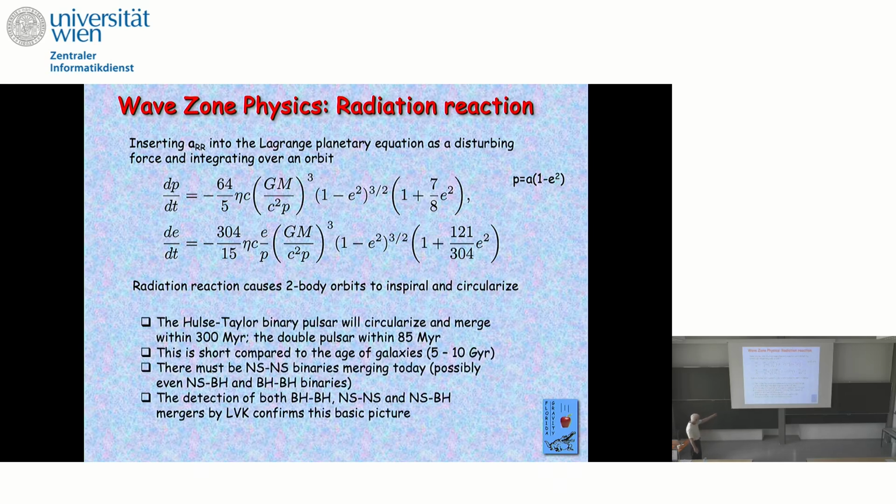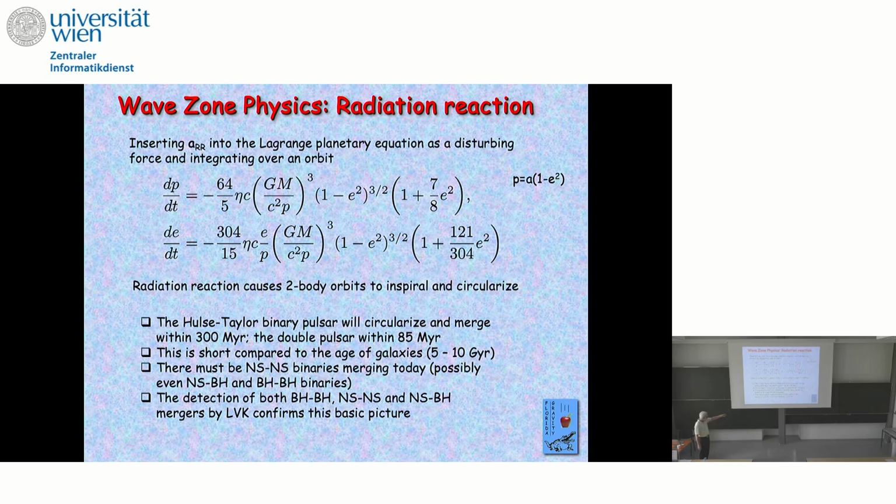So for example, this famous Hulse-Taylor binary pulsar, the change of its eccentricity hasn't been measured. It's very difficult to measure, but we have certainly measured the decrease of its orbital period, and you can estimate that it will circularize and merge into probably a black hole in about 300 million years.